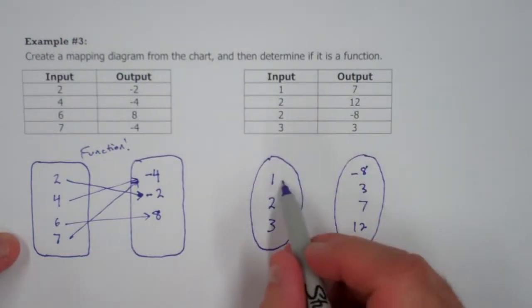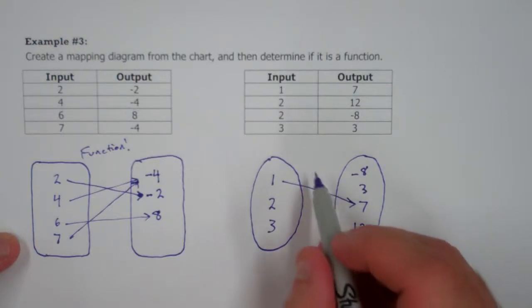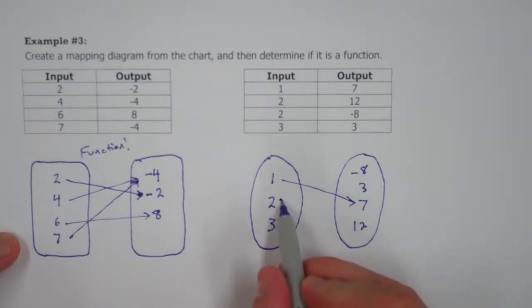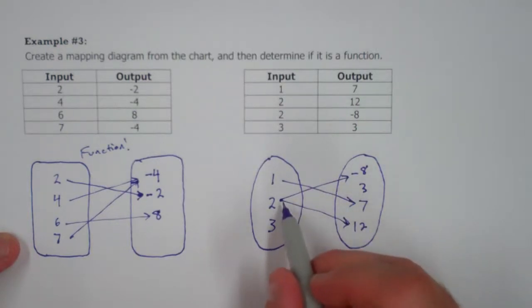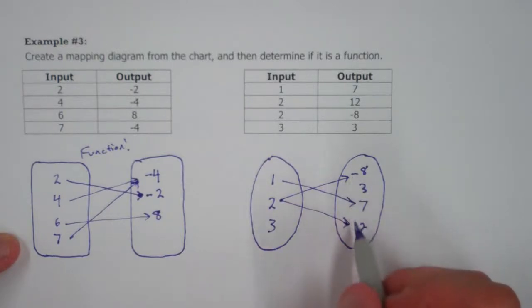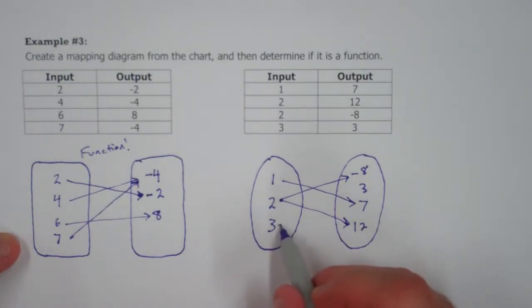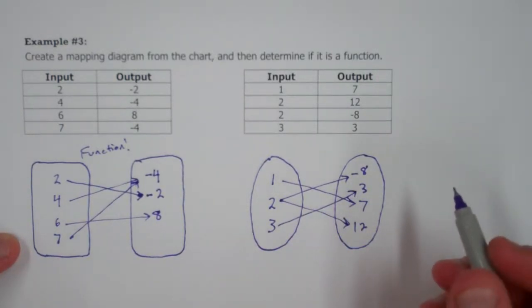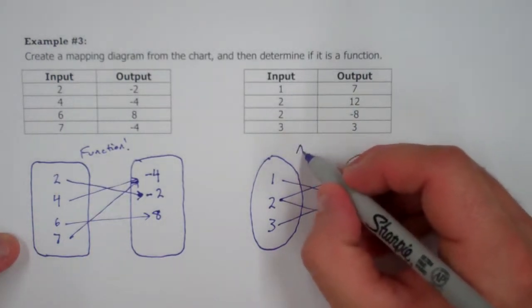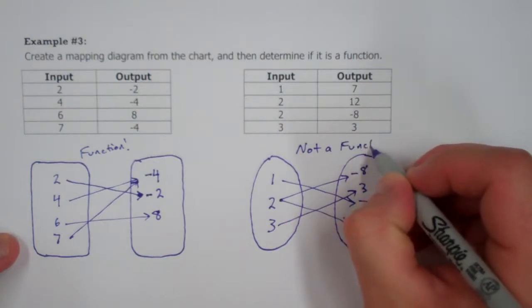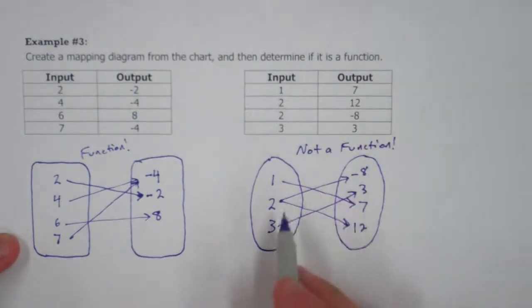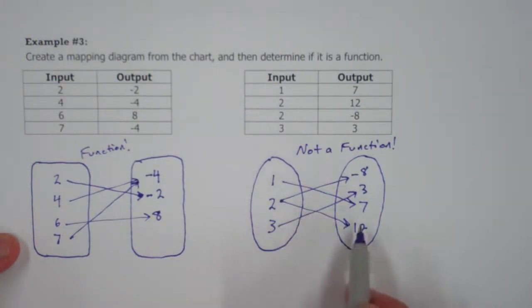So for 1, we've got an output of 7. For 2, we have an output of both 12 and -8, and this is going to be a problem for us. An input of 2 has 2 different outputs, and that is not allowed. 3 has an output of 3. So the answer to this is no, this is not a function because of the 2. This input has 2 different outputs.